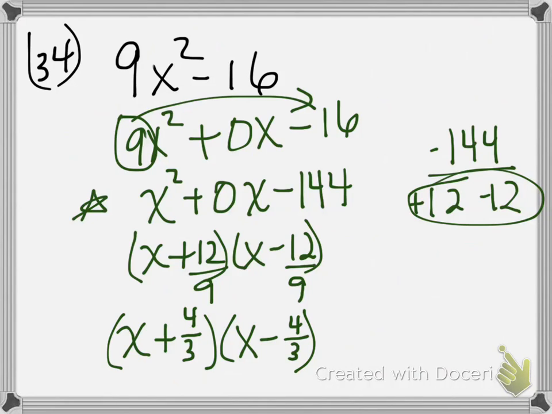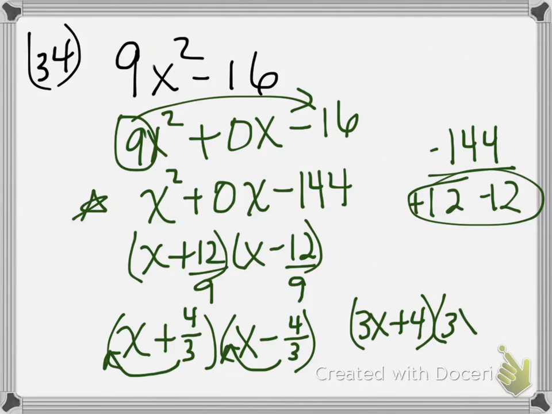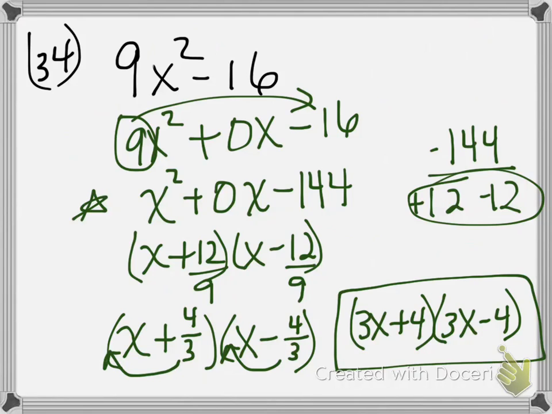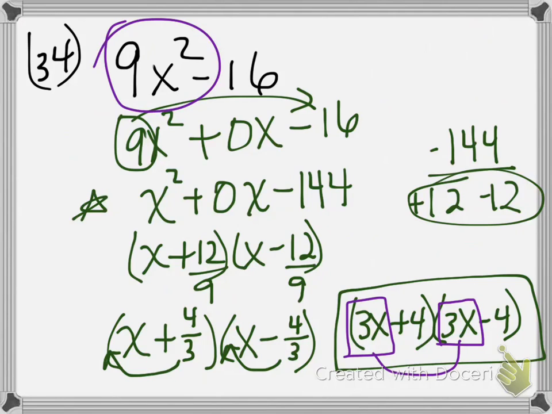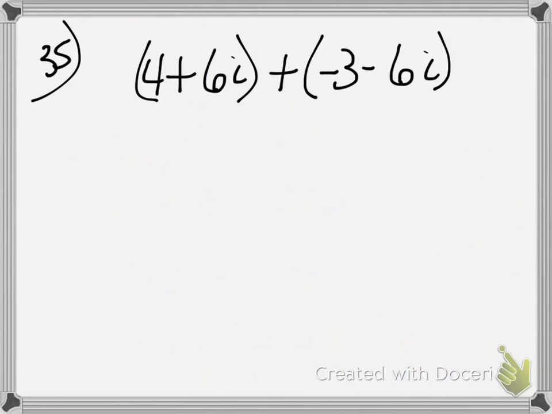And then in both cases, because I am factoring, I've got to squeeze. So I'm going to have 3x plus 4 times 3x minus 4. And that's my solution. And again, if I want to double check myself, if you look at the first number of each group, is 3x times 3x going to give me 9x squared? And yes, it does. So that's my check.